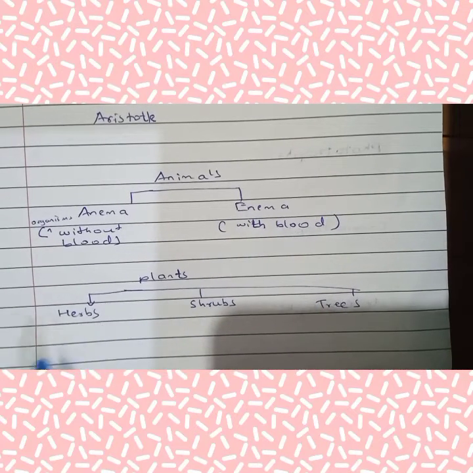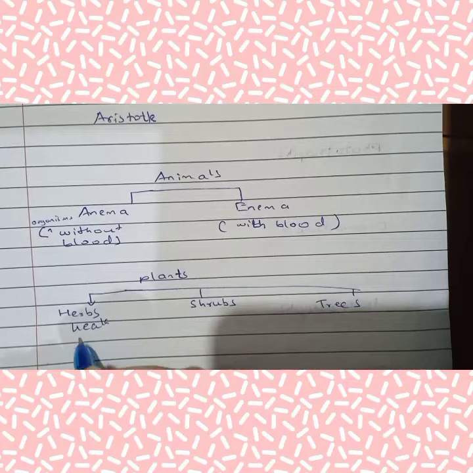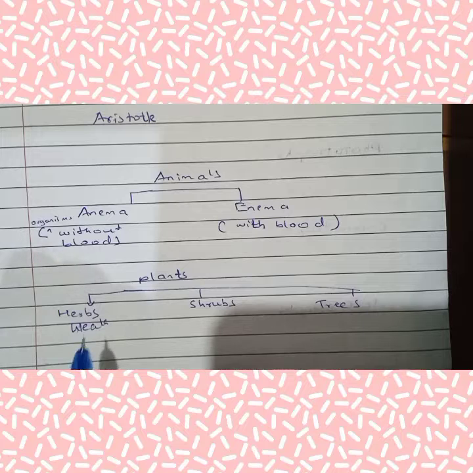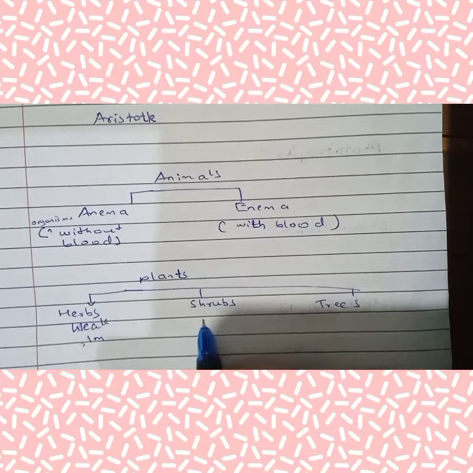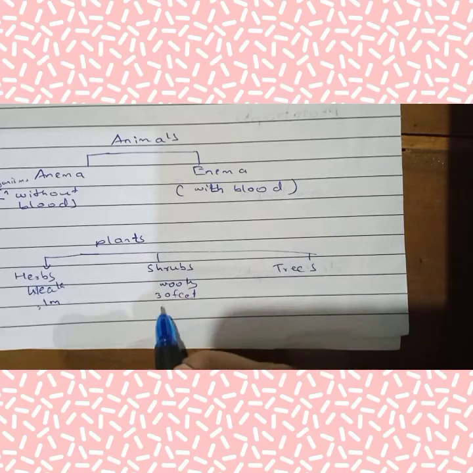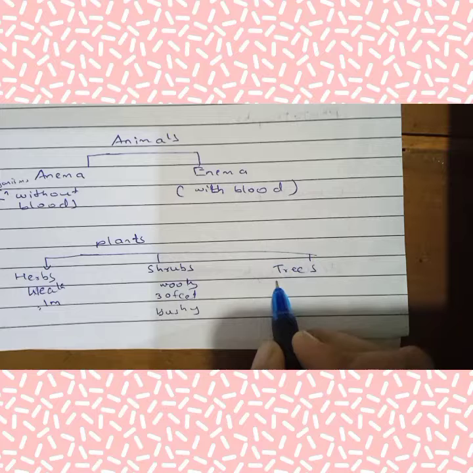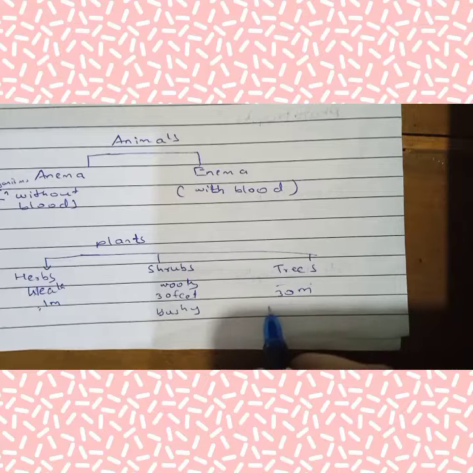Herbs have a weak stem and they can grow up to just 1 meter in height. Shrubs have a woody stem and can grow up to 30 feet, and they have a bushy structure. Trees are the large plants. They can grow up to 30 meters. Imagine how wide they would be. They are very strong.